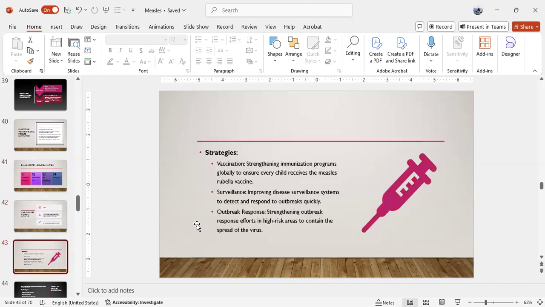The strategies involve vaccination, which strengthens the immunization programs globally to ensure every child receives the measles-rubella vaccine. Surveillance, improving disease surveillance systems to detect and respond to outbreaks quickly. And outbreak response, strengthening outbreak response efforts in high-risk areas to contain the spread of the virus.